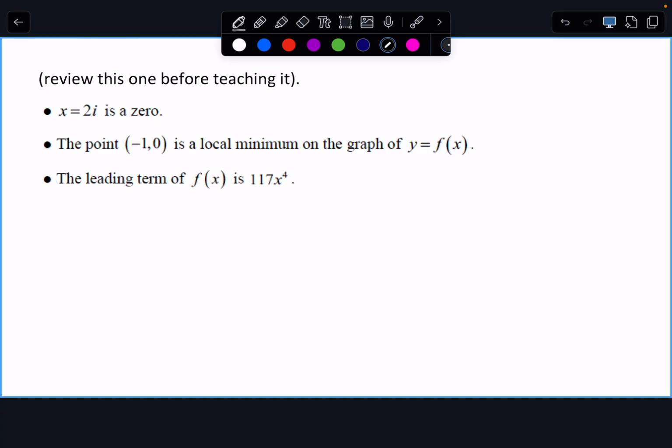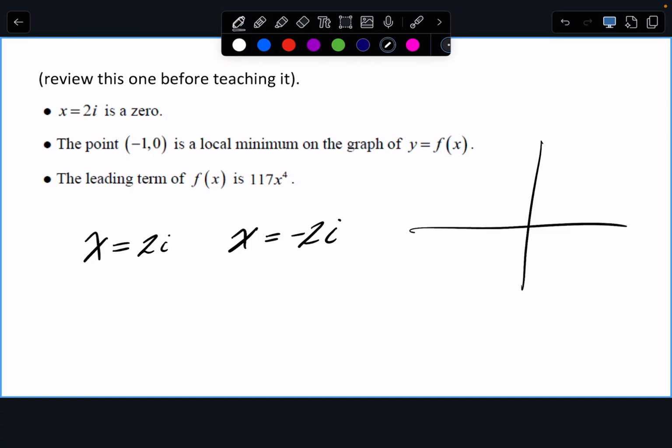All right, so it says x equals 2i is a 0. So we know x equals negative 2i. Oh, okay, well, that's really not hard. So it says the point negative 1, 0 is a local min. If it's a local min, wouldn't it be a bottom of a hill? So what do we know about that? That's a solution. Look at it.